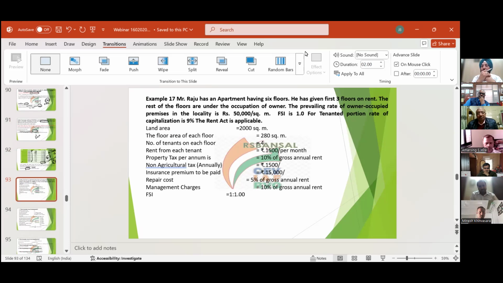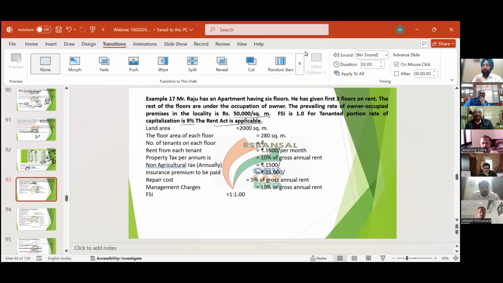Mr. Raju has an apartment having 6 floors. He has given the first 3 floors on rent. The rest of the floors are under occupation of the owners. The prevailing rate of owner-occupied premises in the locality is 50,000 per square meter. FSI is 1. For the tenanted portion, the rate of capitalization is 9%. Rent Act is applicable.